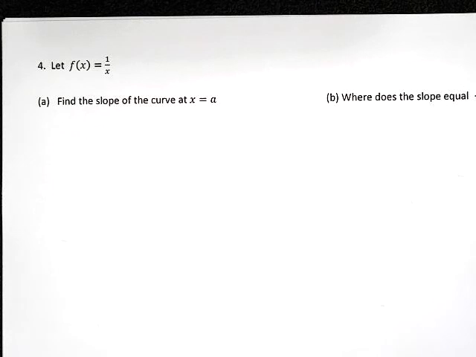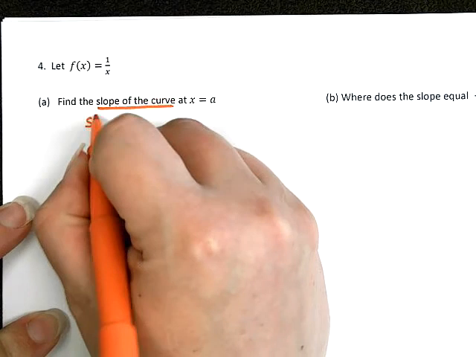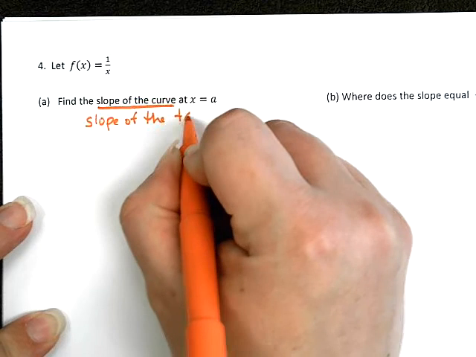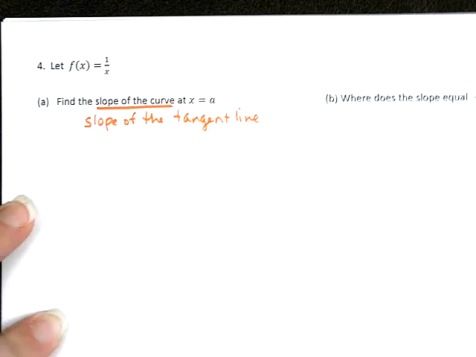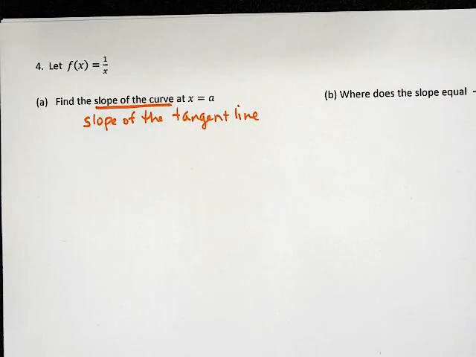So this is asking us to find the slope of the curve at x equals a. Remember that the slope of the curve is just a fancy way of saying the slope of the tangent line. Okay, slope of the tangent line. Tangent line. Don't worry guys, I can spell. It's okay. We're good.